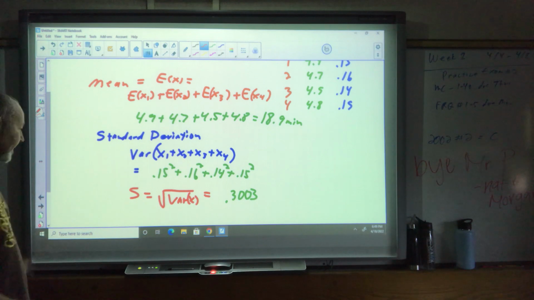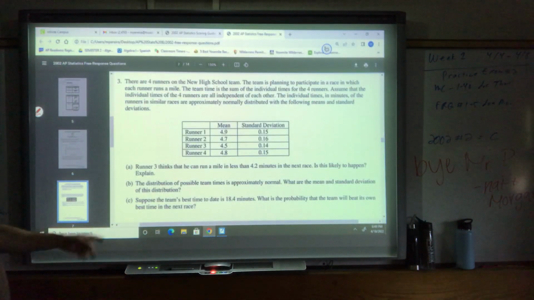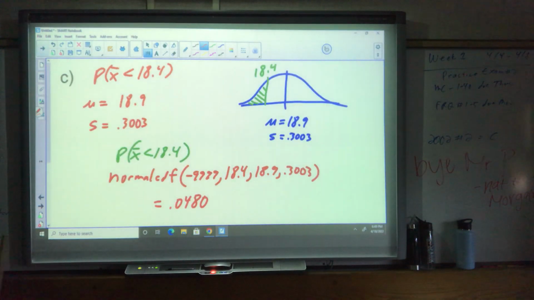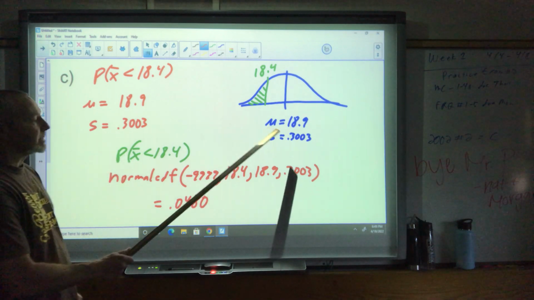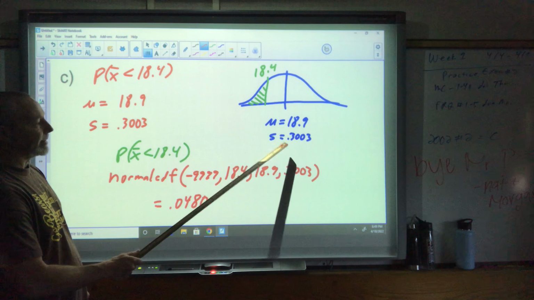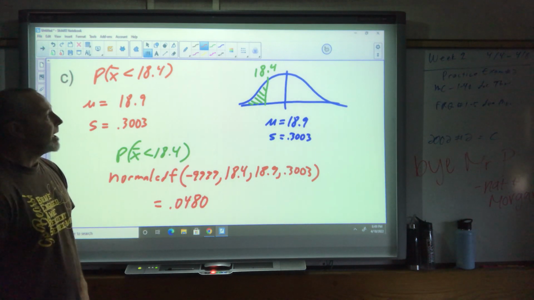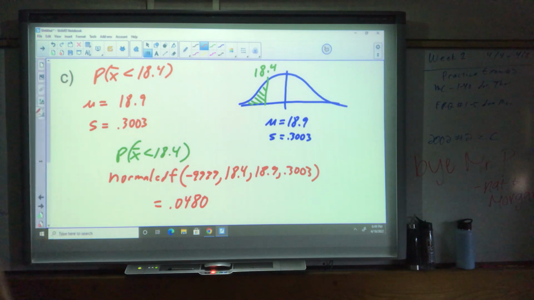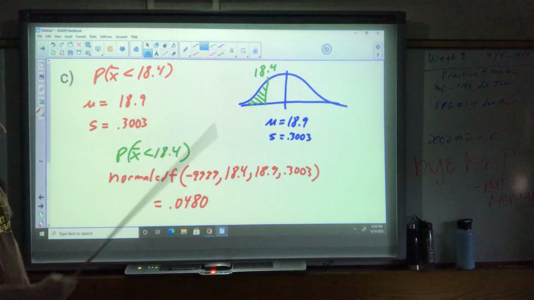Okay, finally, last question. Suppose the team's best time is 18.4. What's the probability that it will beat its own best time in the next race? Okay, so this is very typical: you calculate the mean and standard deviation for the group, and now we're going to use it. The mean time is 18.9 with that standard deviation for all 4 runners, and they want to know the likelihood we're going to run less than 18.4 to beat their record. So I have that information there.